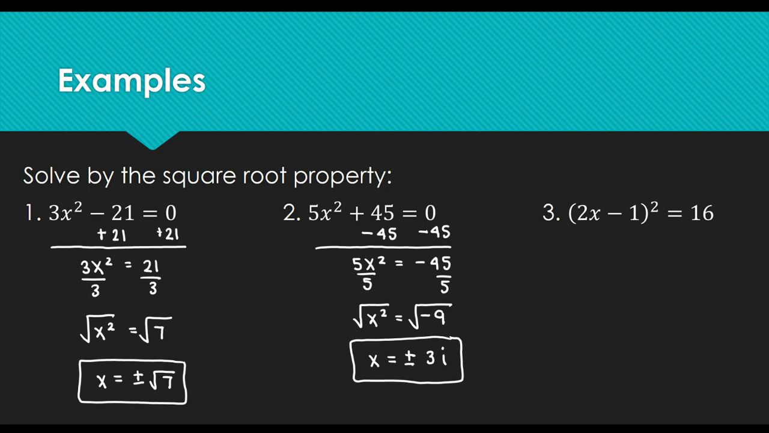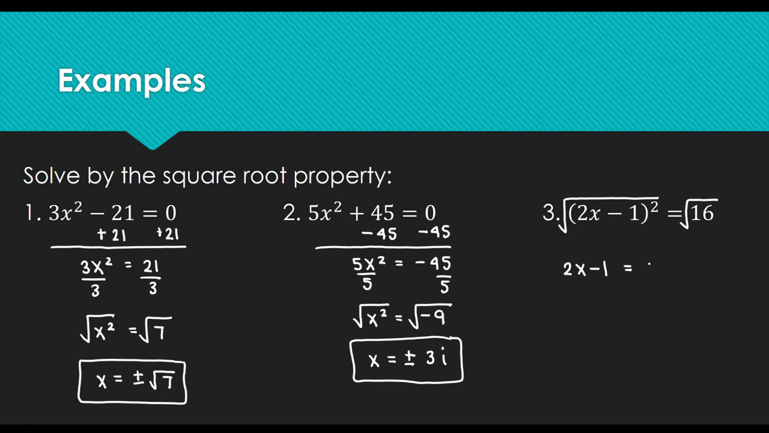In the last one, it already has the squared term isolated by itself because notice that what I have in parentheses, the whole thing is being squared. So if there were any numbers outside of the parentheses on that side, we'd want to move them to the other side. But once you have that set of parentheses squared by itself, what we want to do is take the square root of both sides right away. Once again, taking the square root of a square just leaves you what was underneath that radical. So just the 2x minus 1.